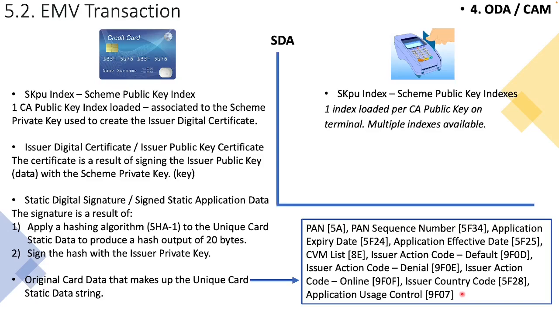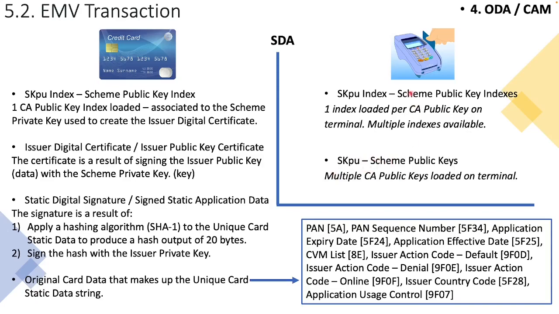From a terminal perspective, we need to have multiple scheme public key indexes on the terminal. So remember, we've got a single scheme public key index on the card. The terminal will have multiple public key indexes, and for every CA public key loaded on the terminal, there has to be an associated public key index. So if there are multiple keys, there'll be multiple scheme public key indexes.